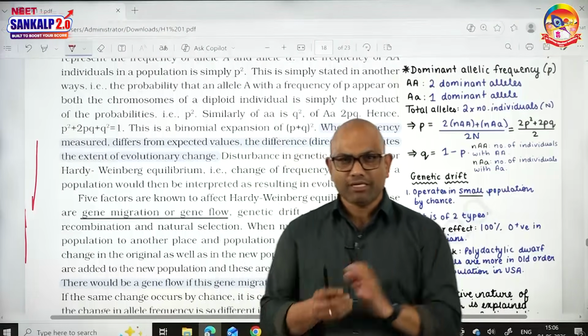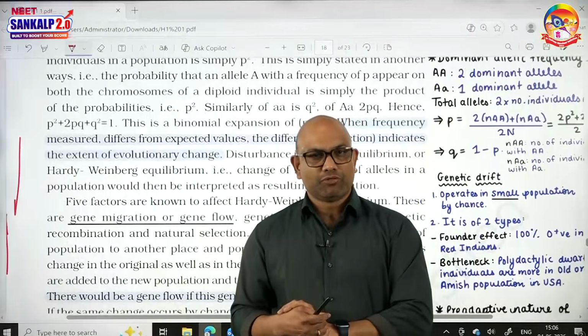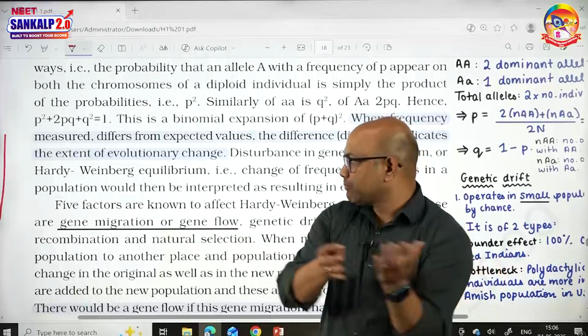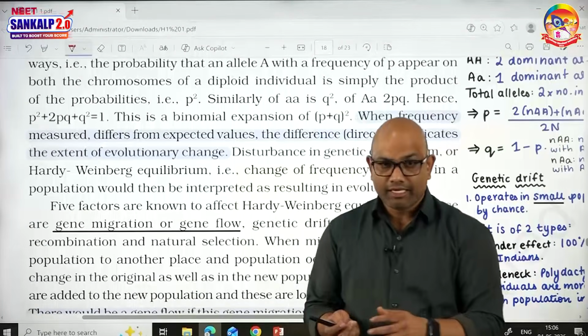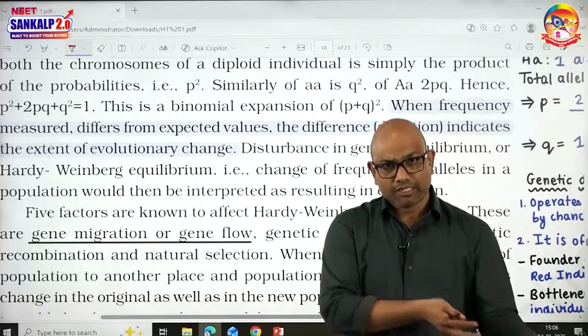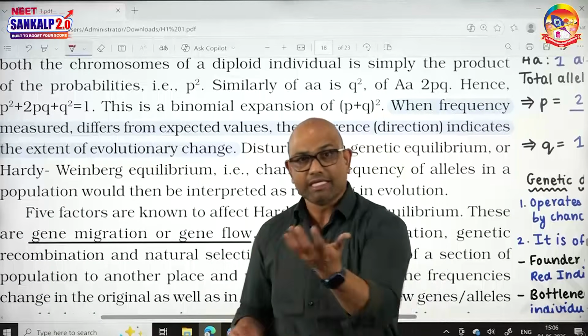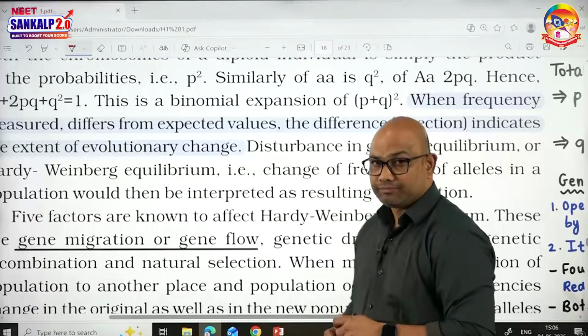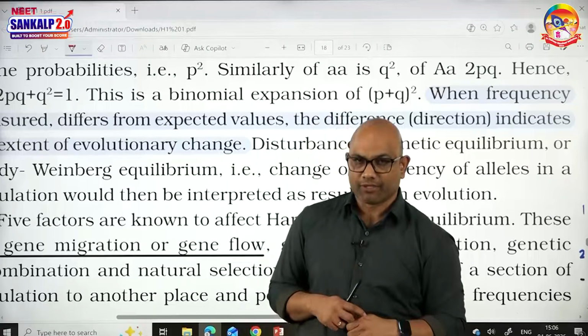Gene migration is nothing but movement of genes from one population to the other population by migration. Whenever a few members from one population migrate to another place, when they move out, the frequency decreases in the population they leave. The population into which they are added, the frequency increases. That disturbs Hardy-Weinberg equilibrium. And the next one is genetic drift, very, very important.